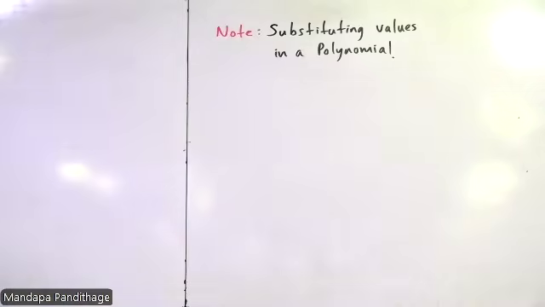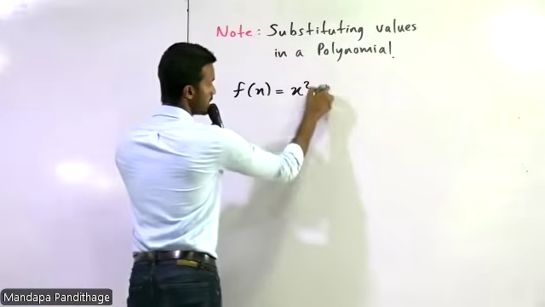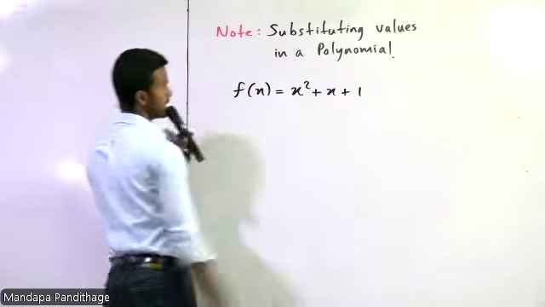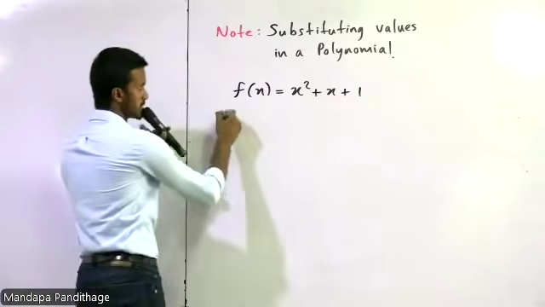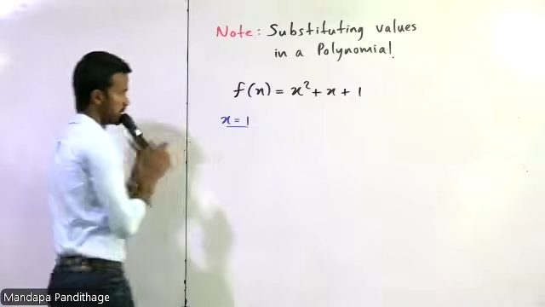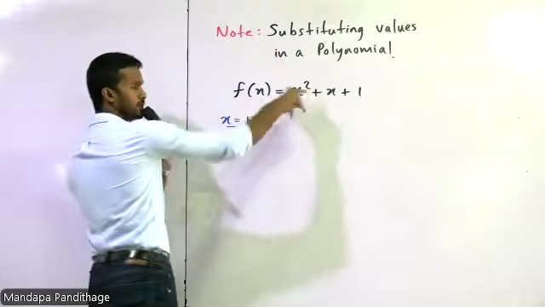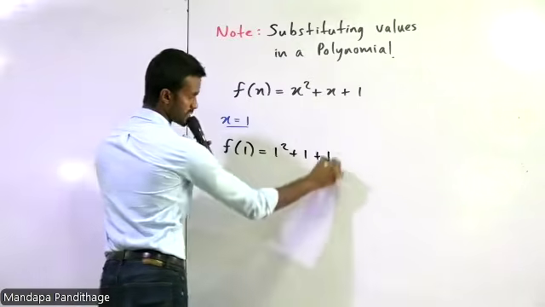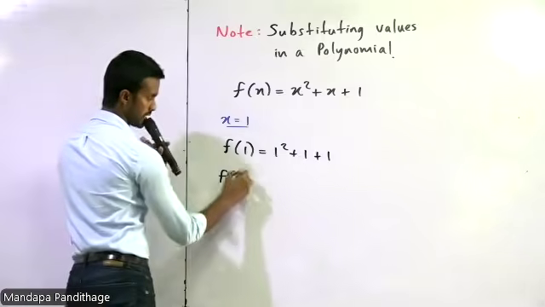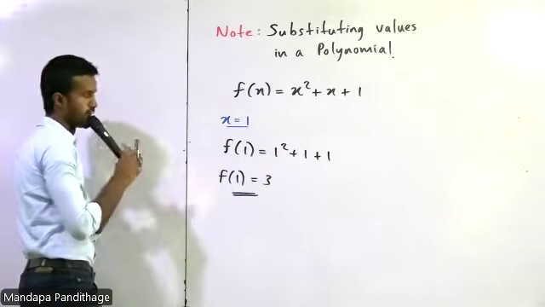A small one. So let's say I'm having a polynomial f(x) is equal to x squared plus x plus 1. And then if you substitute x equals 1, what happens? Every x should be replaced by 1. That's all. So you are getting f(1) is equal to 3. So every x should be replaced by 1.